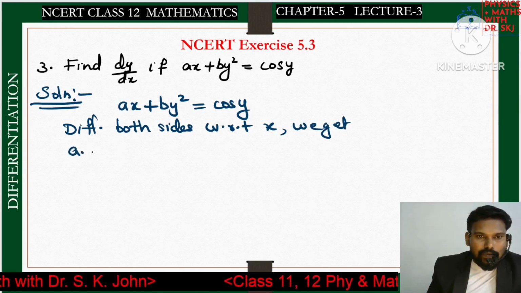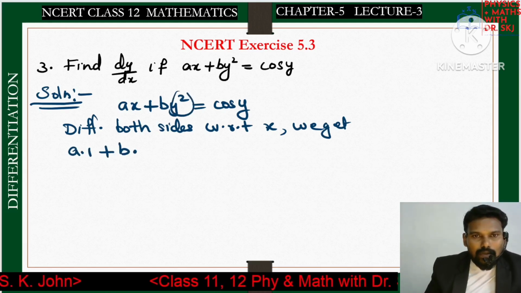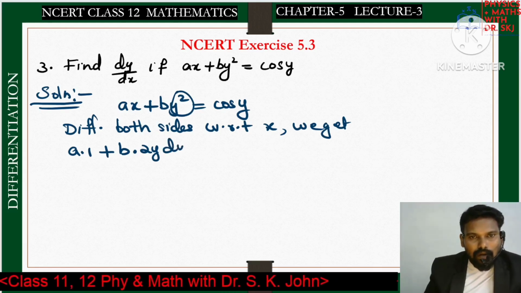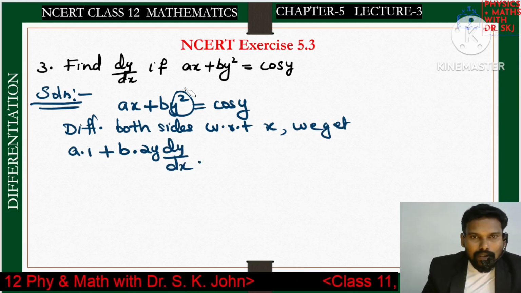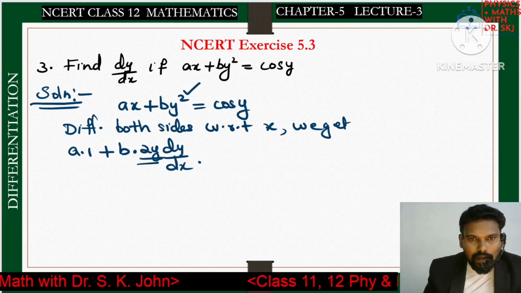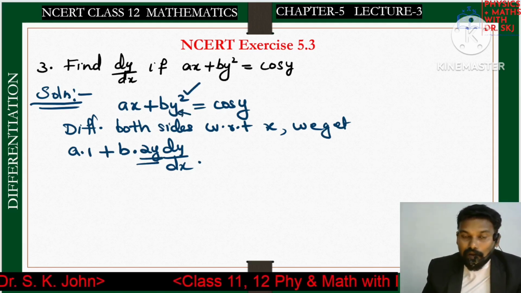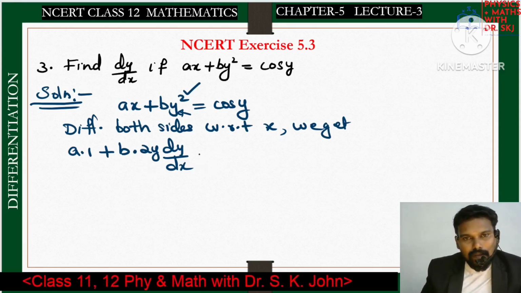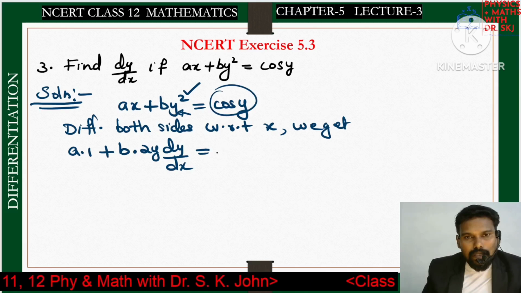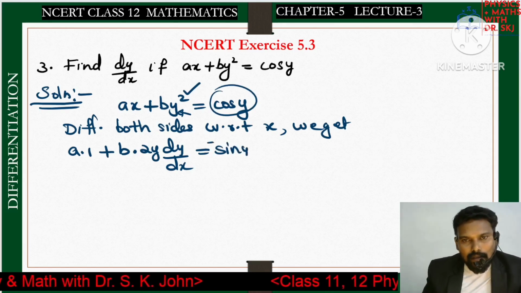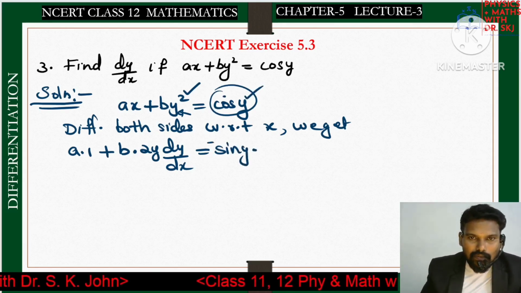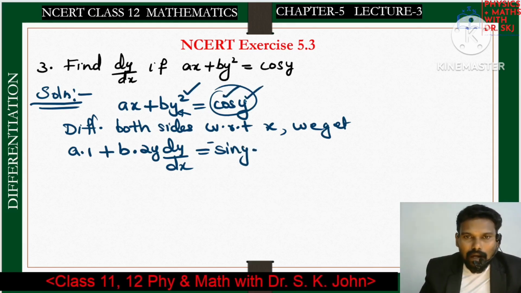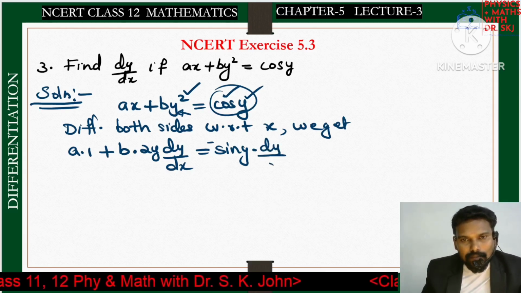a times the derivative of x is 1 plus b times the derivative of y square is 2y. The derivative of y square is 2y times dy by dx. Here we have to differentiate the square, then it is 2y, then we have to differentiate y. The derivative of y is not 1, it is dy by dx, equal to cos y. The derivative of cos y is minus sin y. Then you have to differentiate y. Firstly, we are differentiating cos, so it is minus sin. Then we have to differentiate y. It's dy by dx.